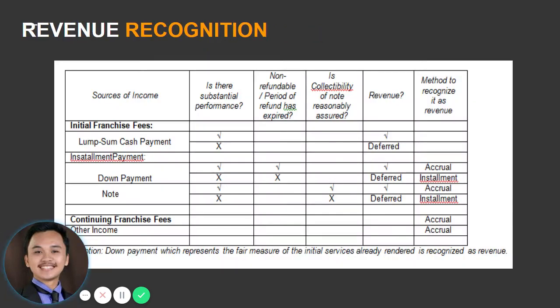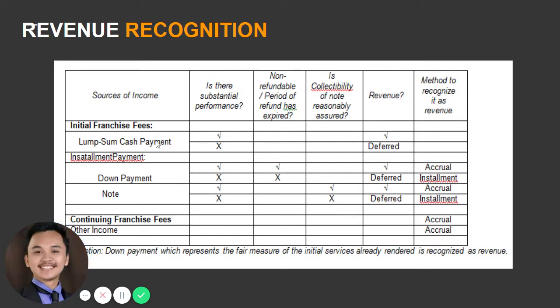Now, let's proceed with the guidelines on how we are going to recognize initial franchise fees, continuing franchise fees, and your other income. Under initial franchise fees, guys, your initial franchise fee can be paid in two ways. It can be paid on a lump sum basis or it can be paid on an installment basis or a piecemeal basis. If it's a lump sum, meaning there is one cash payment by the franchisee to the franchisor.